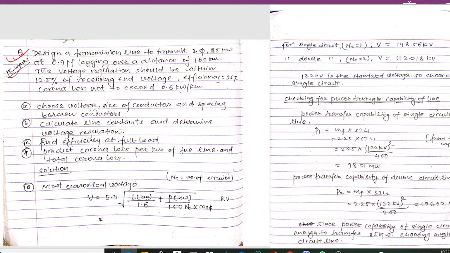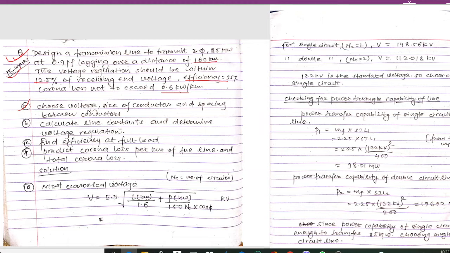Design a transmission line to transmit 3-phase 85 megawatt at 0.9 power factor lagging over a distance of 160 kilometers. The voltage regulation should be within 12.5% of the receiving end voltage, meaning it should not exceed 12.5%. The efficiency is given as 95%, and the corona loss should not exceed 0.6 kilowatt per kilometer.